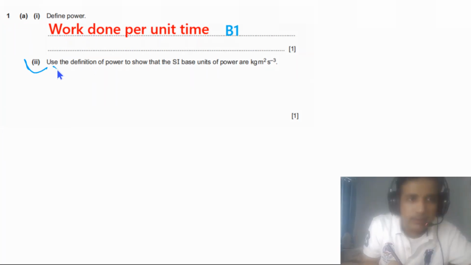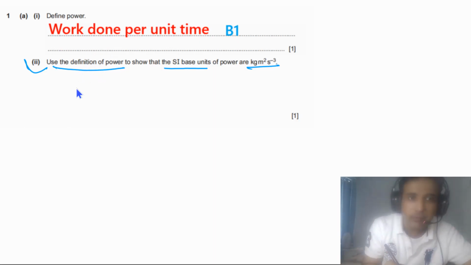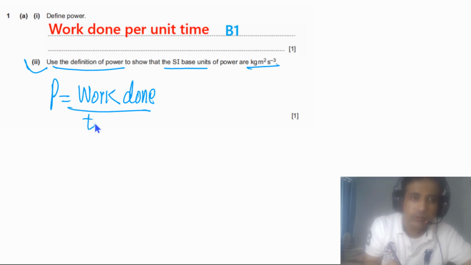The second part says use the definition of power to show that the SI base units of power are kg m² per s³. Very straightforward question. We have to use the definition of power, which we have already discussed. Power is equal to work done per unit time, so we can say power is work done over time. And work done is equal to F times d, divided by time taken.